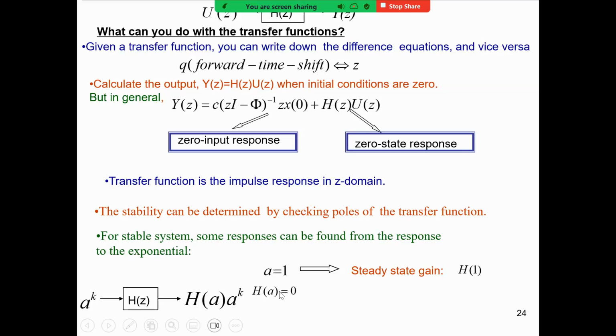And then this one is also important, right? When the H of A equals zero, you have the signal blocking property. We're using this one for disturbance rejection. For example, if you want the effect of the constant disturbance to be zero, actually, just put H of one equals zero. You have a one as the zero.